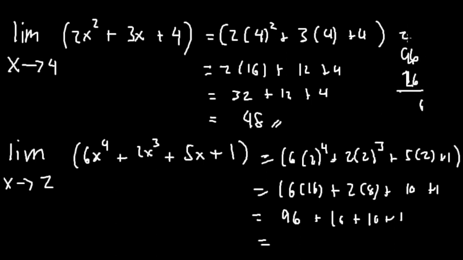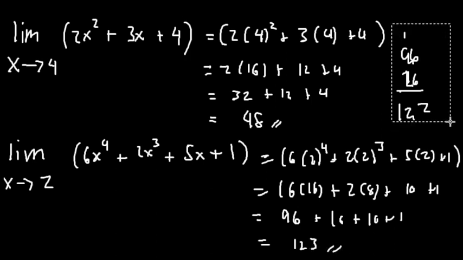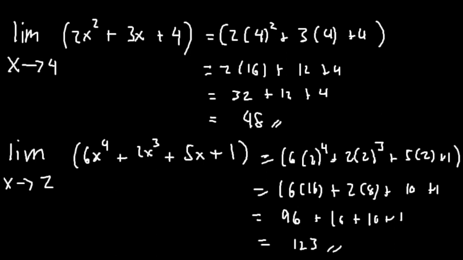6 plus 6, 12, carry 1, 9, 10, 12. 122 plus 1 is 123. So our limit, the limit of this function as x approaches 2 will be 123.